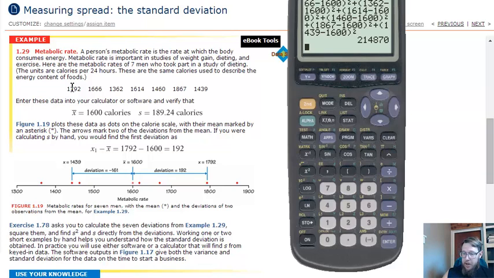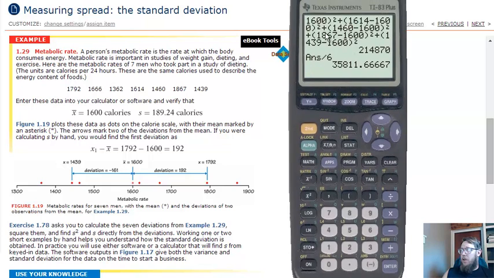So I'm going to divide here by 6, and 35,811 should be our variance, right? The issue here with variance is that it's in calories squared, right? We squared all of these values here. Each one of these was squared, so our units were squared.